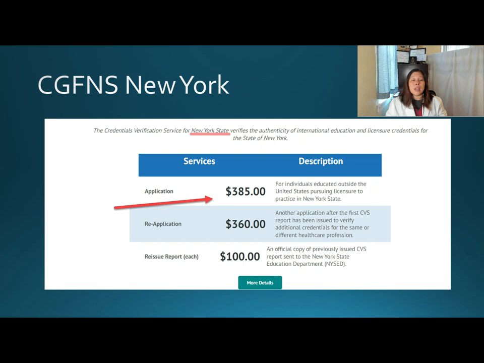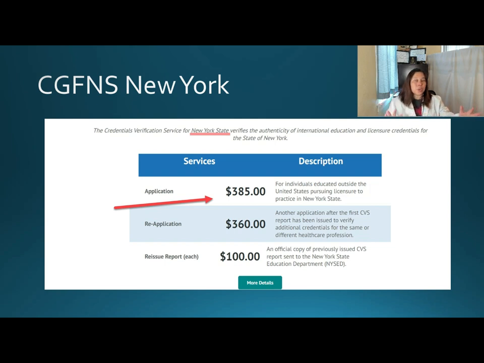The only thing that stops other people from getting CGFNS, although it's cheaper, is that if they want to transfer to another state and that state only requires or only approves the FCCPT agency for credentialing, then you have to reapply to FCCPT to transfer to that state.